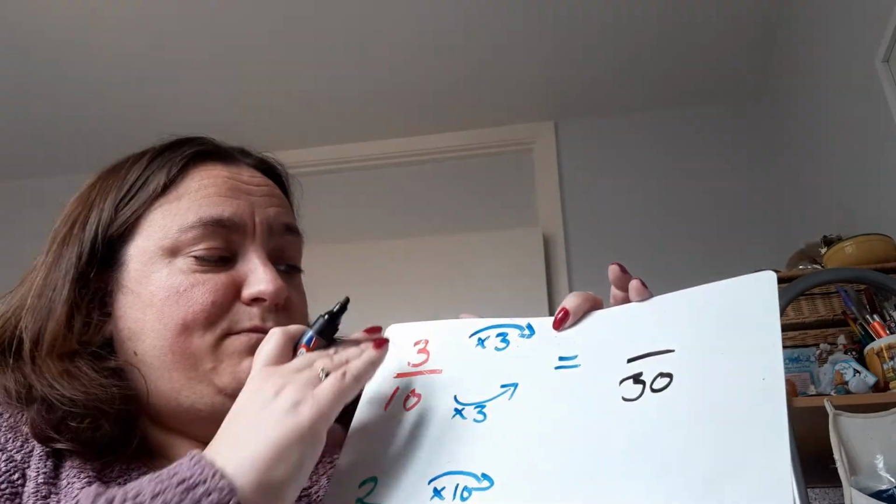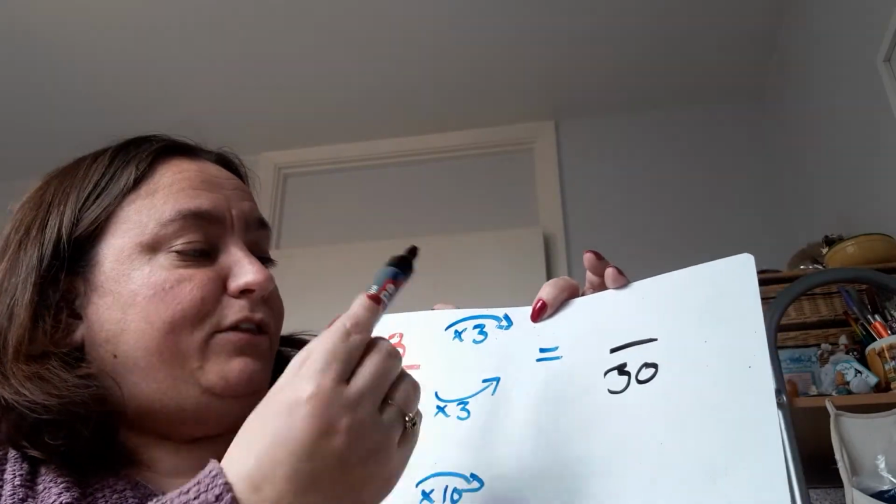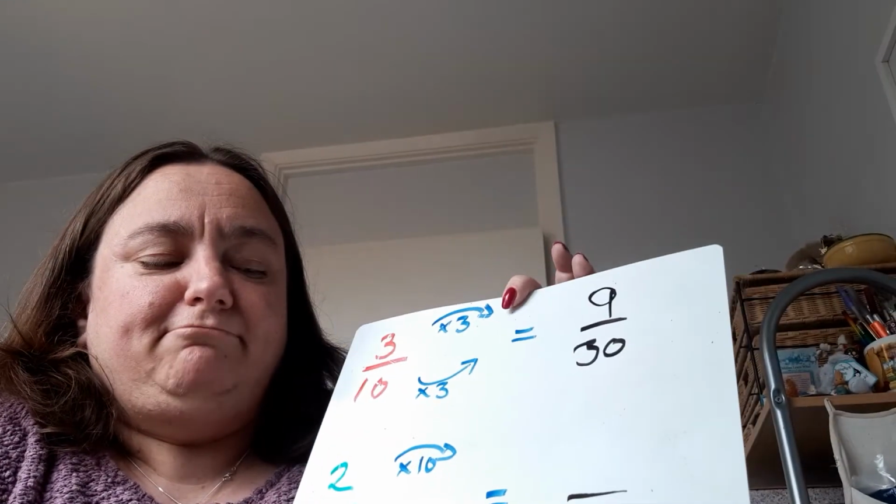Whatever I do to the bottom, I've got to do to the top. So I've also got to multiply my 3 by 3. And that gives me 9. So 3/10 is the same as 9/30.